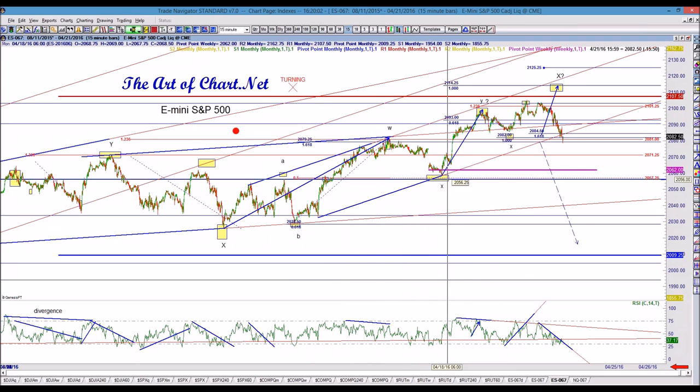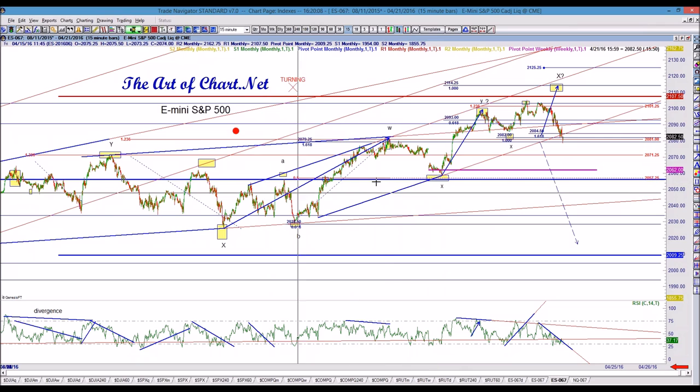Okay, we got the back test. Did we get exactly to the number? No. Okay, but the floor ceiling played out. Why? Because this was resistance. We needed a back test.